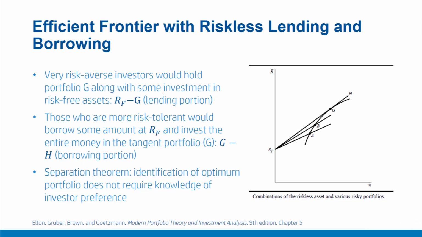Now the question is, which portfolio is better for us? There appears to be an obvious answer. For example, if you look at the points on line RF to B, it offers higher returns than RF to A for any given level of risk, as we can see here. For any given level of risk, RF to B offers a higher return. Similarly, the points on RF to G offer higher returns than those on RF to B.